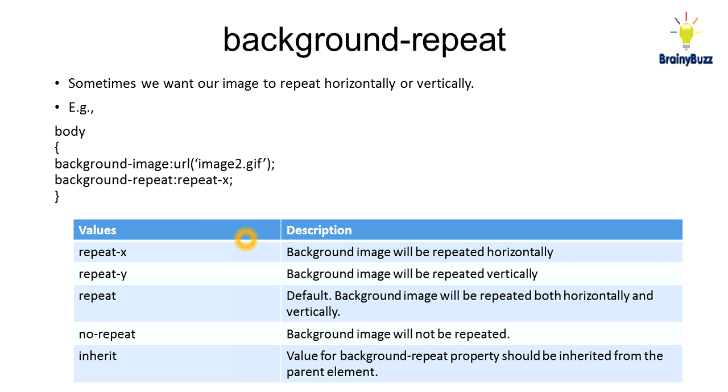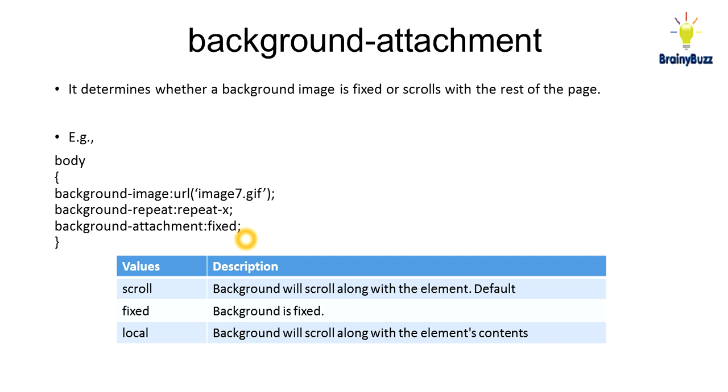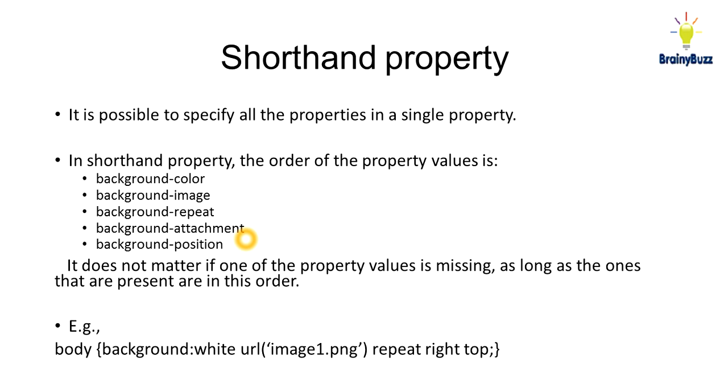So far you have seen the background color, image, background repeat, background position, background attachment and shorthand properties. These properties are used whether you want to repeat the image, set the image at a particular position, or make it scroll or be fixed. Like that.